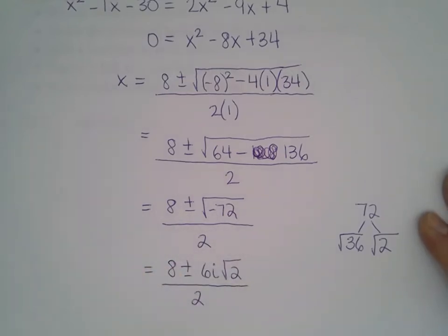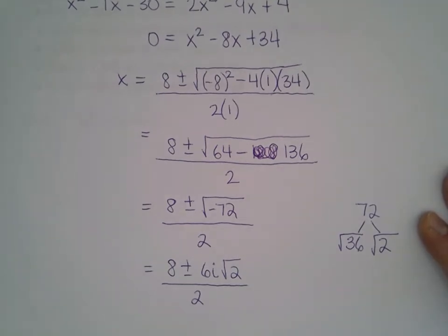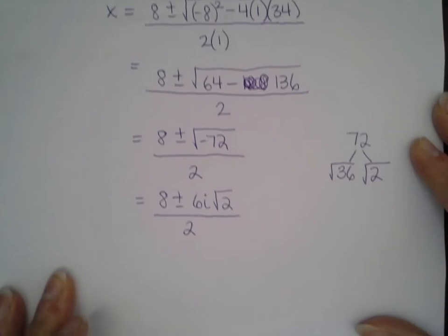All right, now I identified the 36 right away. If you did 9 and 8, and then you broke up the 8 into 4 and 2, you're still going to get to 6i. It's just going to be a longer route, and that's okay. You could do that as well.